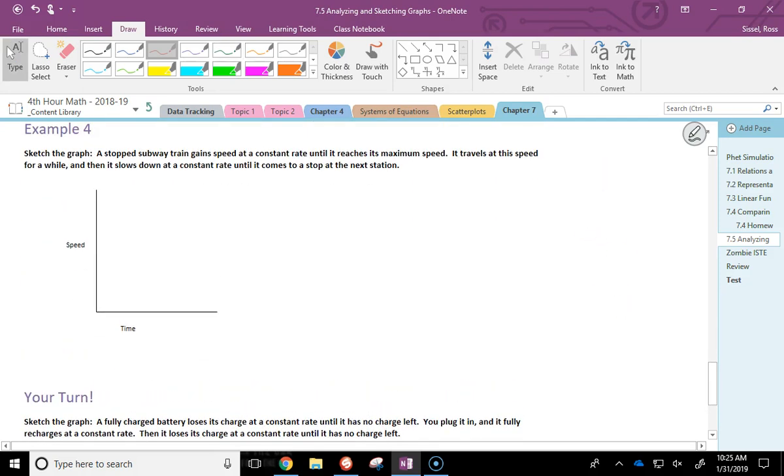I think this one, yes, this one's in yours. So in your foldable, we're going to do this. It says, sketch a graph.